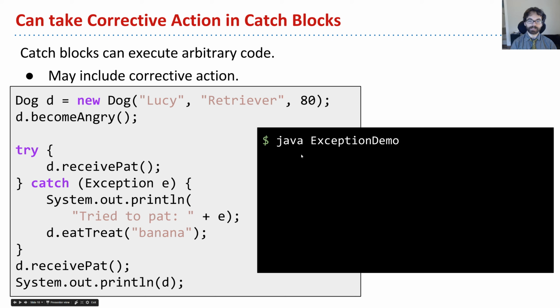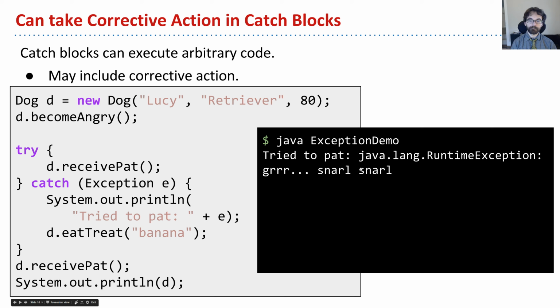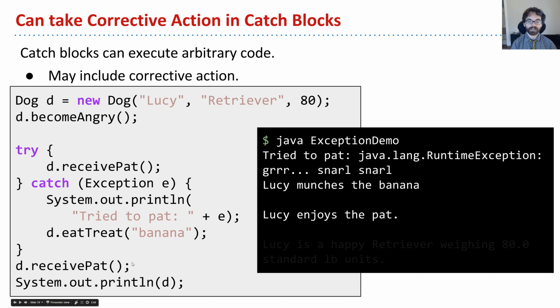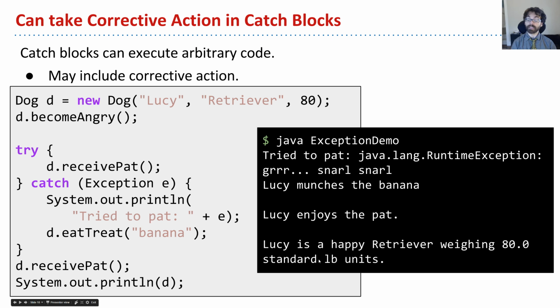So in this case, we say Java exception demo, Lucy becomes upset. We try to pat Lucy, and we get java.lang.RuntimeException, snarl, snarl. However, we then feed the dog a banana, and apparently this eat treat method prints out Lucy munches the banana. We then try to pet Lucy, and in this case, Lucy enjoys the pat. She did not throw an exception this time, which is great. And then finally, we can print out Lucy, and this time she's a happy retriever weighing 80 pounds. So good job, we have caught something.